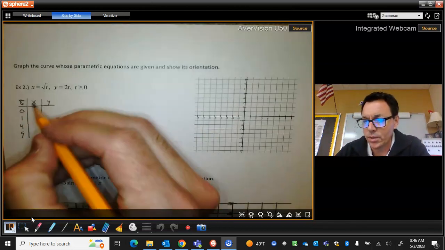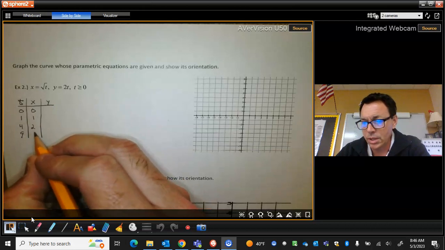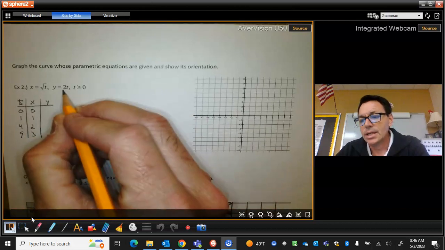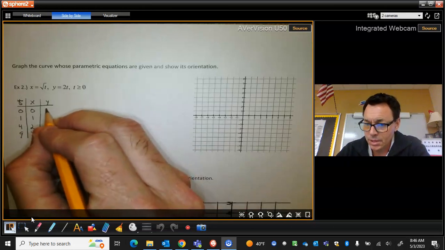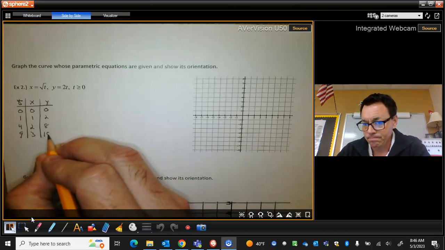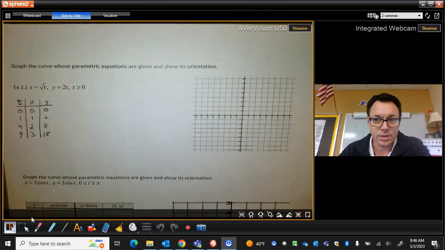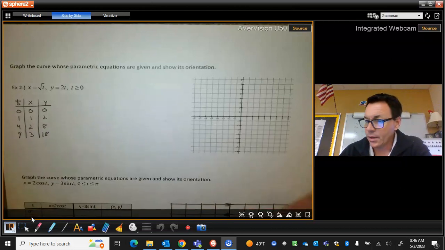So we're taking the square root of t. So the square root of 0, the square root of 1, the square root of 4, and the square root of 9. Now we're going to take our t values and double them. Okay, so 2 times 0, 2 times 1, 2 times 4, and 2 times 9. Okay, so that's just the easiest way to do it. And then together, these two columns make ordered pairs. So what do we have here?